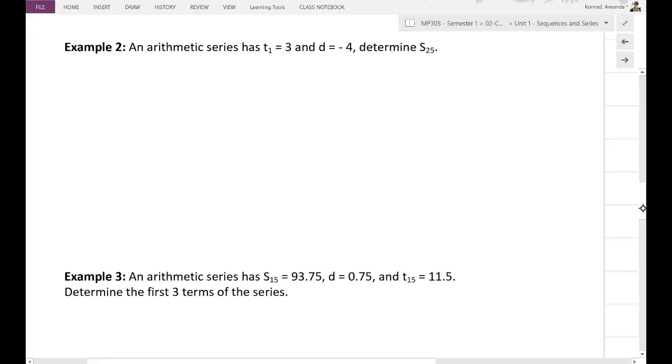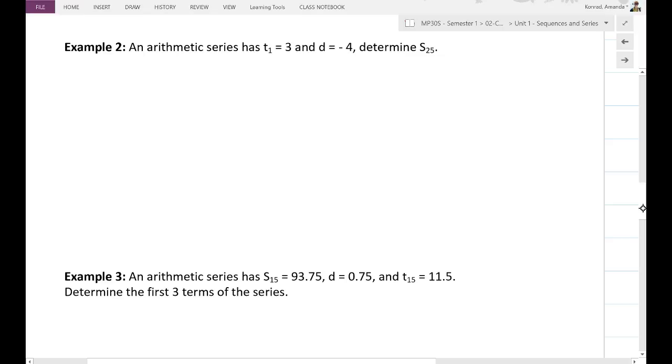Okay, so an arithmetic series has term 1 is 3, and the common difference is negative 4. Determine the sum of the first 25 terms. So you would not want to have to go through and write out all 25 terms and then punch them each individually into your calculator. That is insane. It's going to take you too long. So we have an equation that will work much quicker, at least once we get the hang of it.